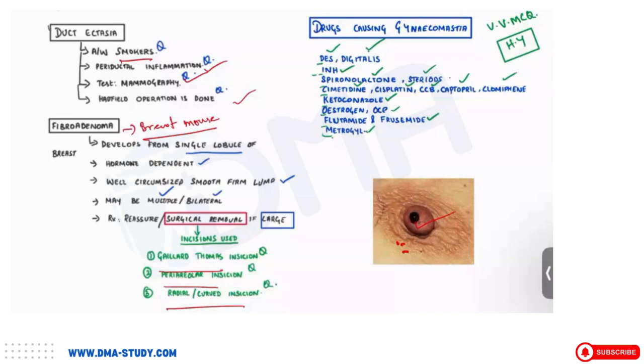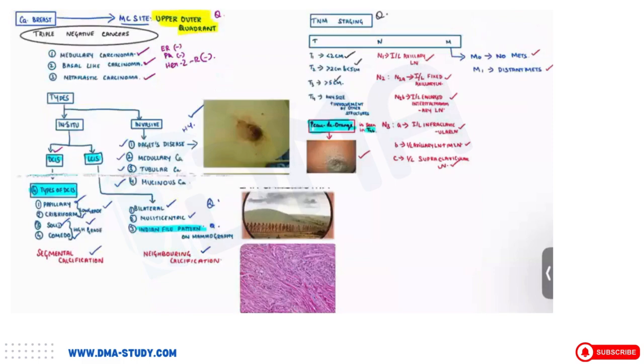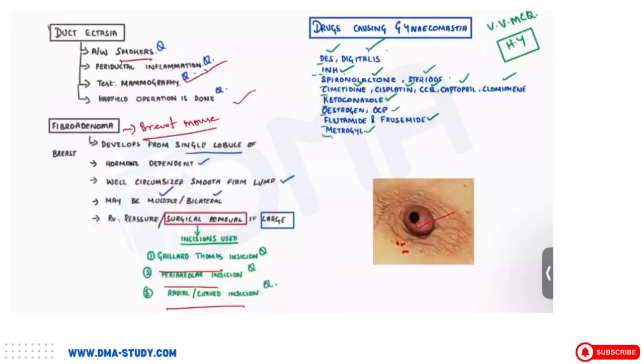Okay, then we have drugs causing gynecomastia. Disco FM is a mnemonic. DES, digitalis, isoniazid, spironolactone, steroid, cimetidine, cisplatin, CCB, captopril, clomiphene, ketoconazole, estrogen, OCP, flutamide, furosemide, and metrogyl. Mug up stuff, people. You have to mug it up on your own. So these are the drugs causing gynecomastia. I used to remember it with Disco FM.